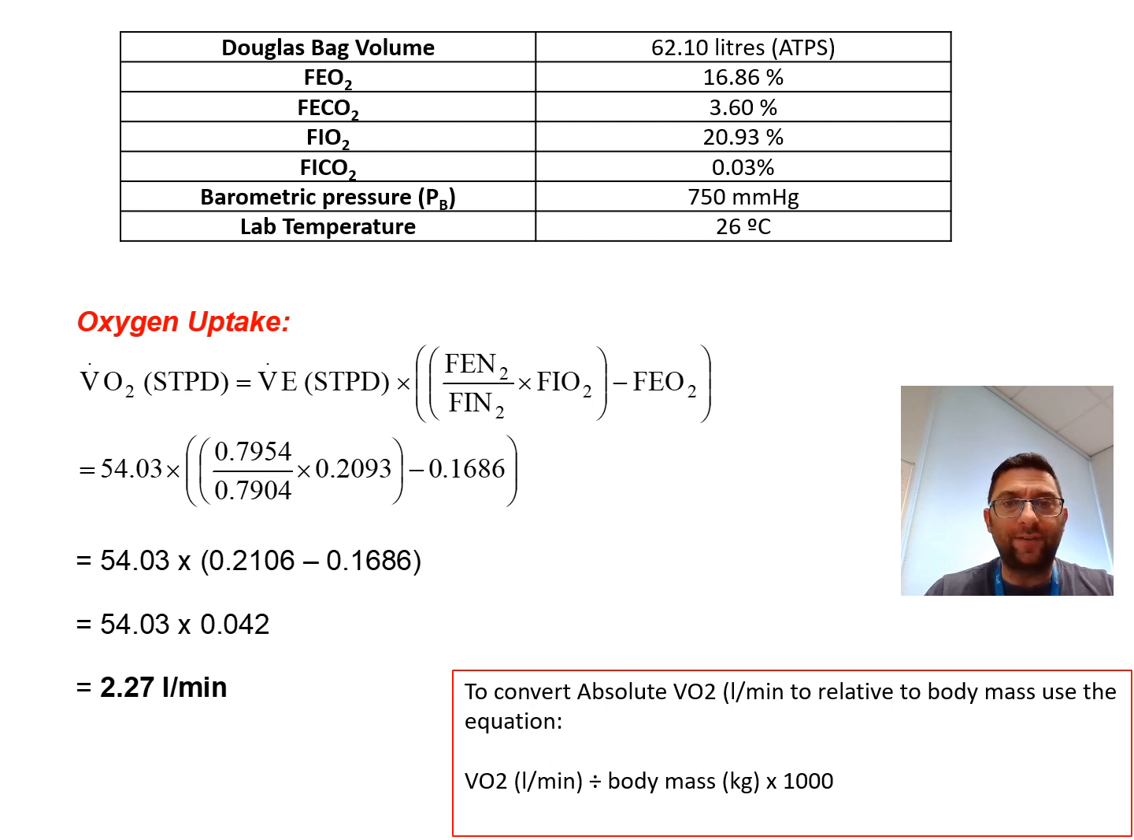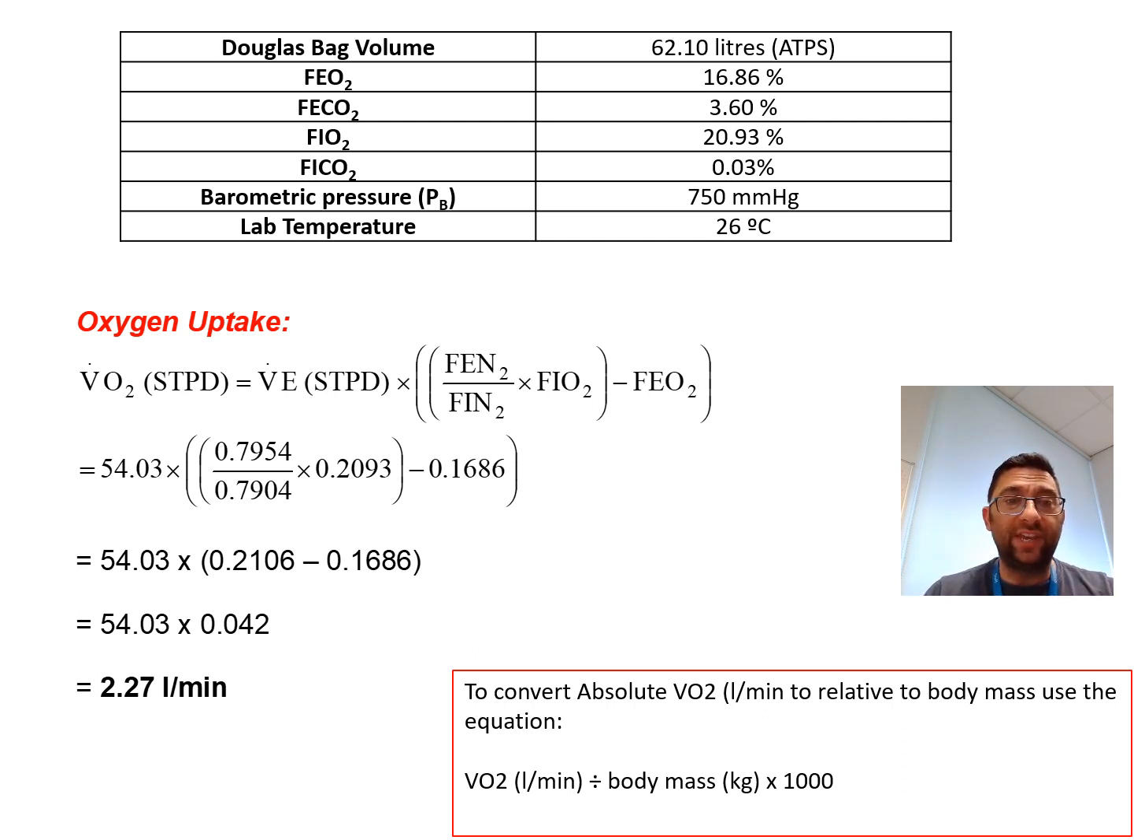So to calculate VO2 is VE multiplied by fraction of expired nitrogen divided by fraction of inspired nitrogen, multiplied by fraction of inspired oxygen, and then minus the fraction of expired oxygen. Think back to your school days and your maths. Work out what is inside the brackets first. Don't try and do it all sequentially because you'll end up with the wrong calculation. Work what's in the brackets first.